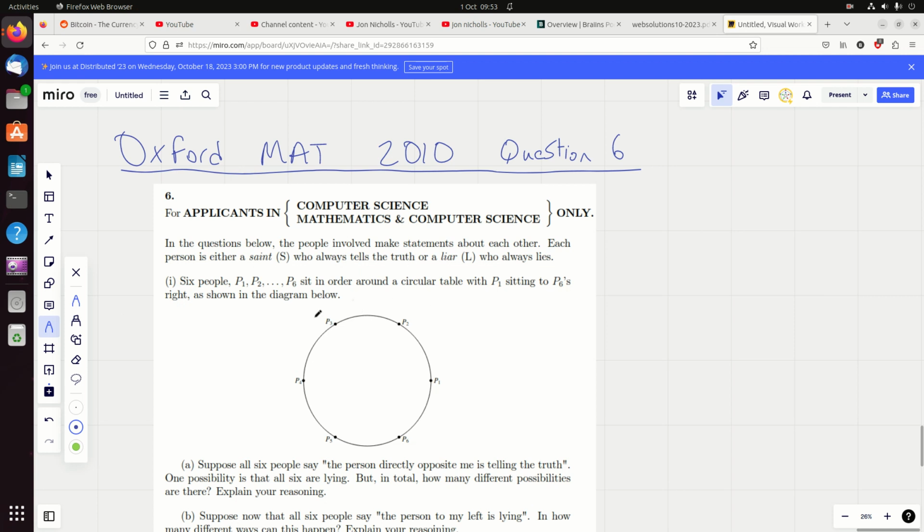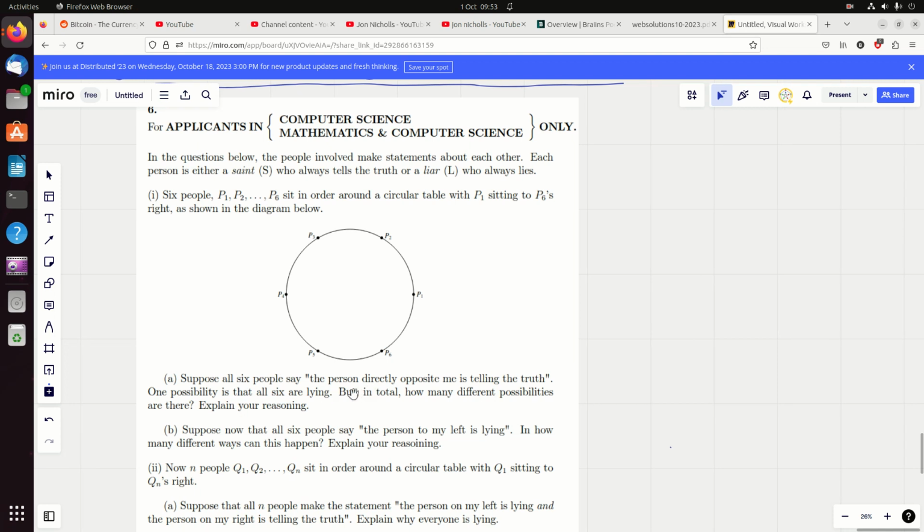Okay, and we've got them sitting round a table, yeah? And basically we're told that all 6 of them say the person directly opposite me is telling the truth, yeah? One possibility is that all 6 are lying. And that's certainly true, isn't it? Because these questions are always about consistency, yeah?